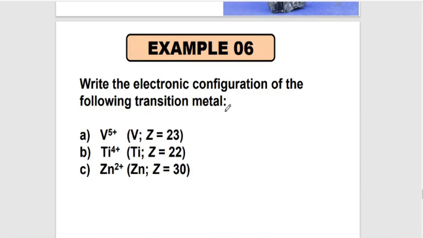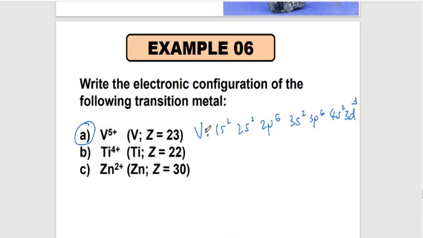Vanadium. 1s2, 2s2, 2p6, 3s2, 3p6, 4s2, 3d3. Boleh faham? Saya sedang buat soalan ni. Okay, vanadium. This is the SPDF notation for vanadium.